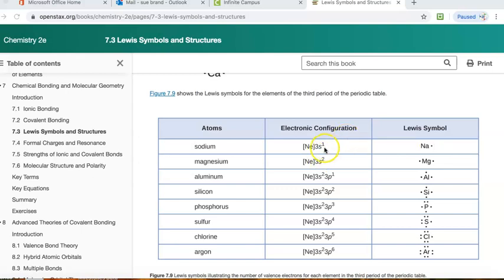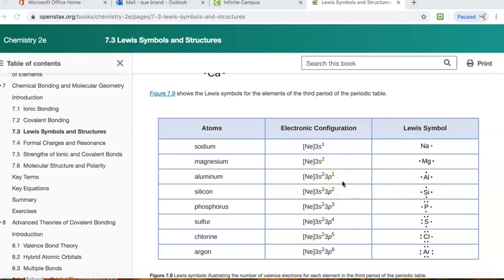And so for sodium, for example, in its electron configuration, the valence electron part is 3s1, and so the subscript number is 1. There's one electron there, and so it has one dot. For magnesium, it's 3s2, so 2 electrons, 2 dots. 3s2, 3p1, so 2 plus 1 is 3, 3 dots for aluminum.